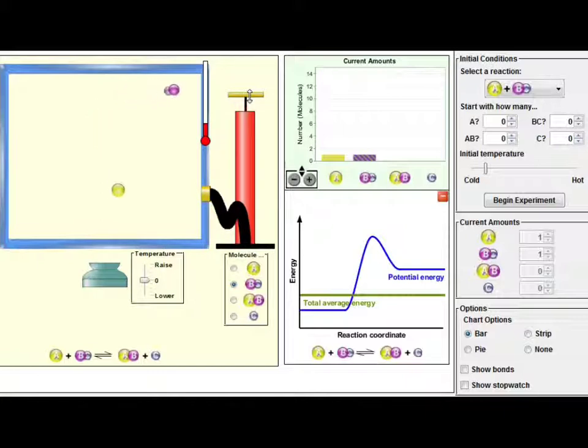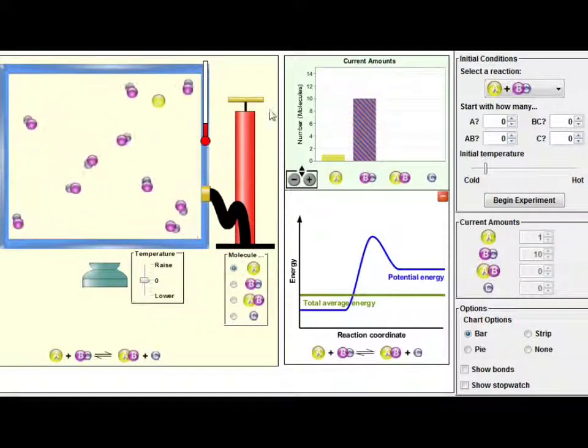Oh, nope, it's going to be a little while, right? So one of the issues, if you want something to react, is that they need to bump into each other. They need to collide. And one way to increase the number of collisions so that you have a faster reaction is to have more stuff. So I'm going to increase the concentration of everything. I'm going to add 10 BCs here, and I'll add 10 of the A's.